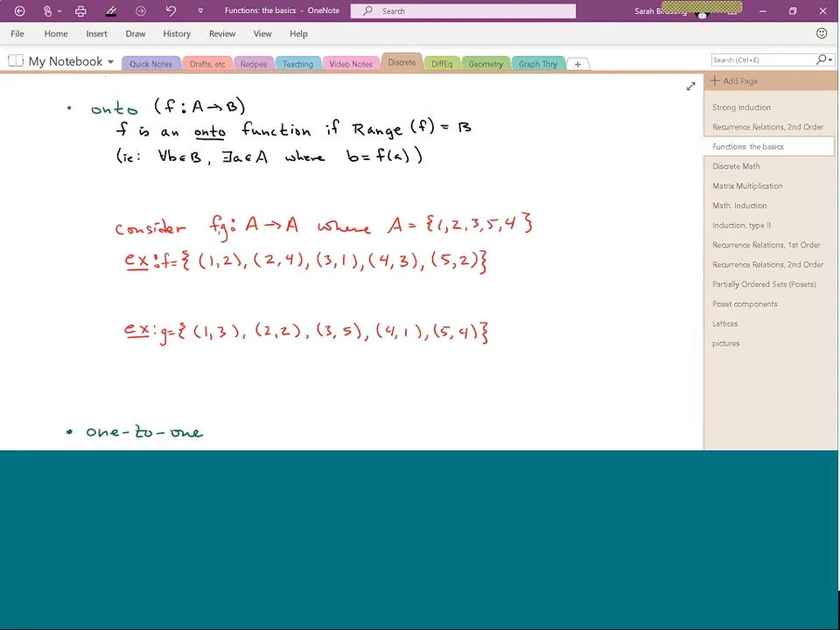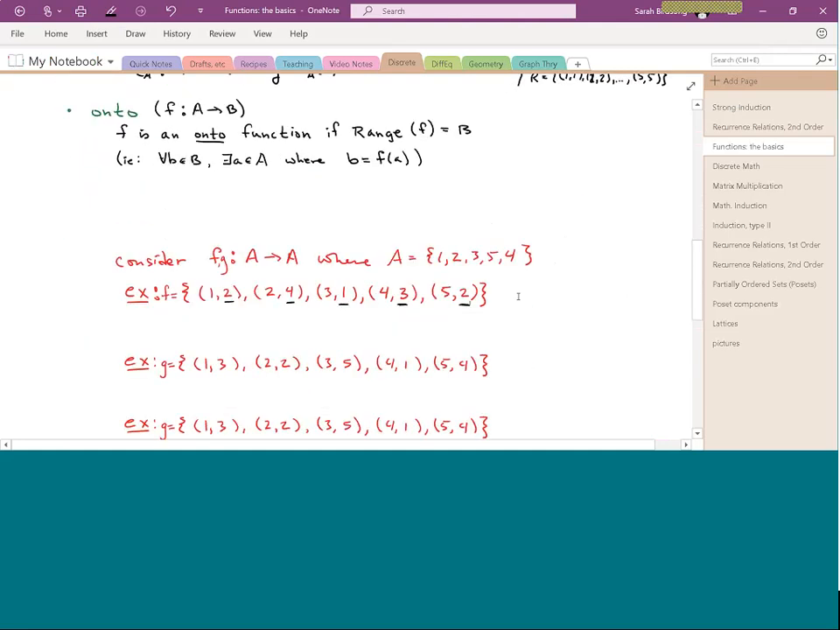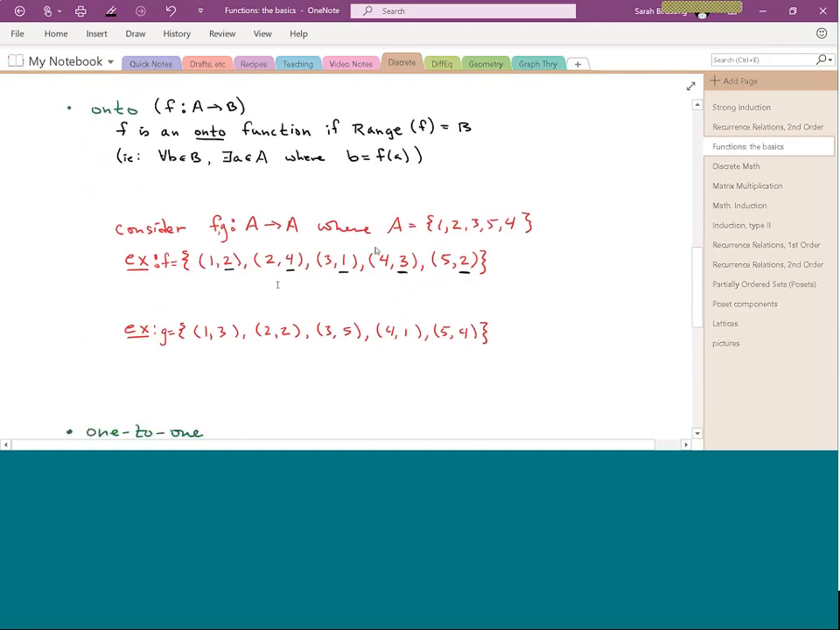Both of these are given in terms of the ordered pairs, which you have to think about for a second. Onto is all about your range. It's all about, in terms of the ordered pairs, your second positions. So here, for the first one, our second positions are these numbers right here: the 2, the 4, the 1, the 3, the 2. We already have a function, so we're good to look at those second positions.